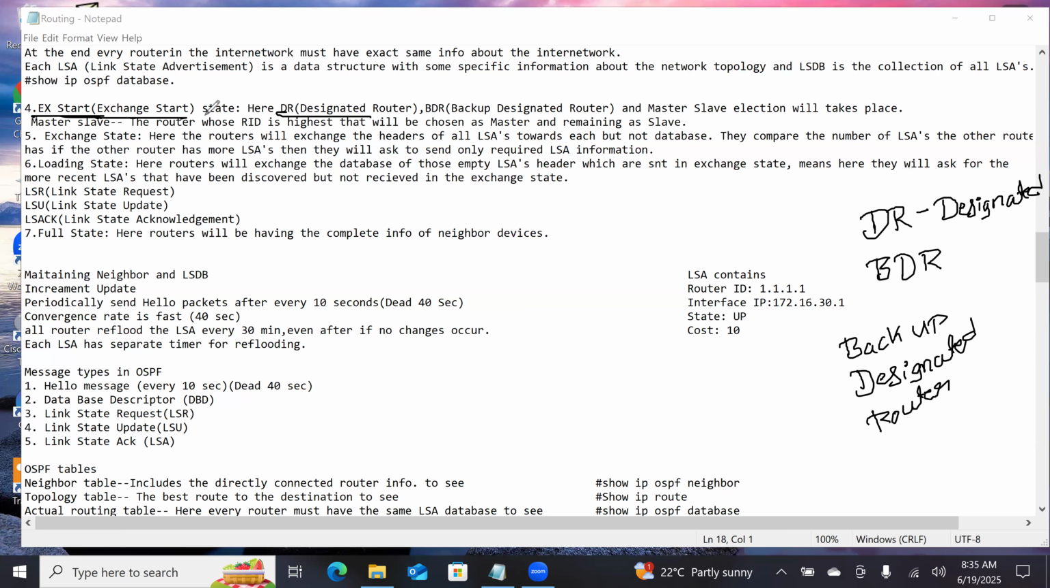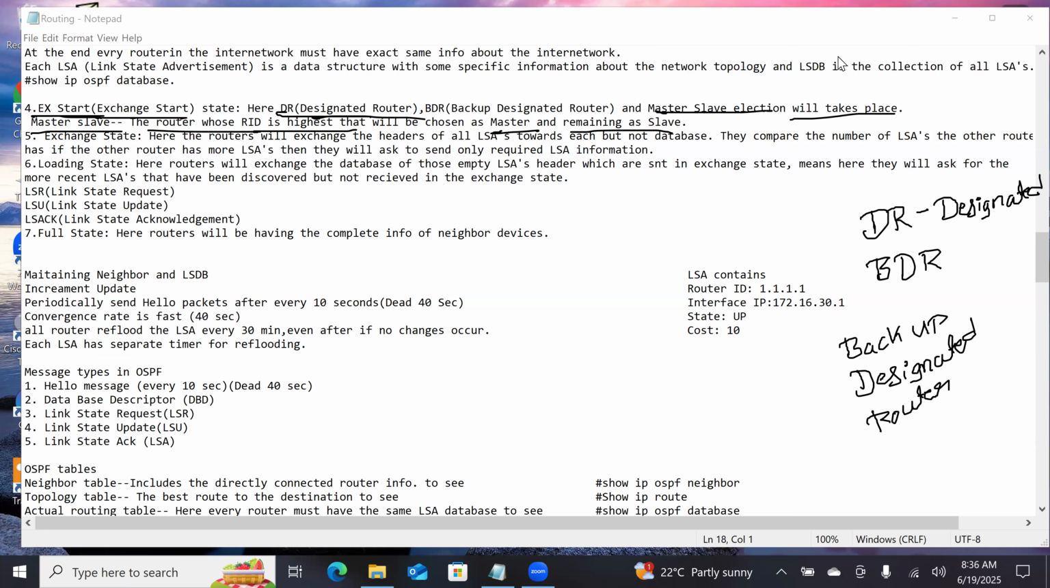So here the election of DR and BDR takes place, and even master and slave you can say. What is master and slave? The router which has the highest router ID will become the master and the remaining ones the slaves. This is how the master and slave routers are chosen in the OSPF topology. The router with the highest router ID is considered the master and the rest are slaves.